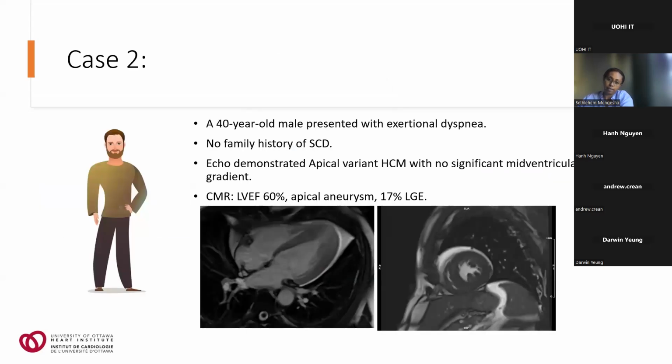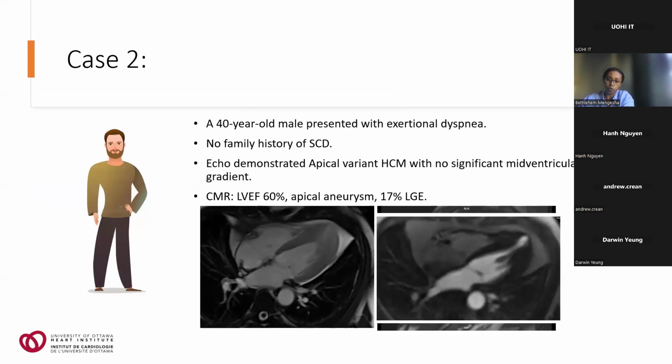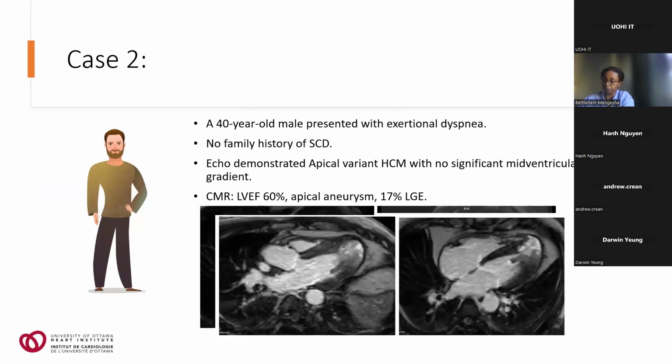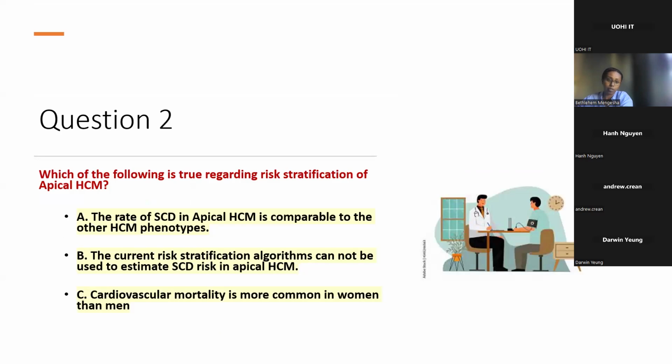So the next case is a 40-year-old male who presents with exertional dyspnea. He doesn't have a family history of sudden cardiac death. His echo demonstrates apical variant hypertrophic cardiomyopathy with no significant mid-ventricular gradient. On MR, we see preserved function. He also happens to have a small apical aneurysm and a large scar burden. The patient refused to have genetic testing.